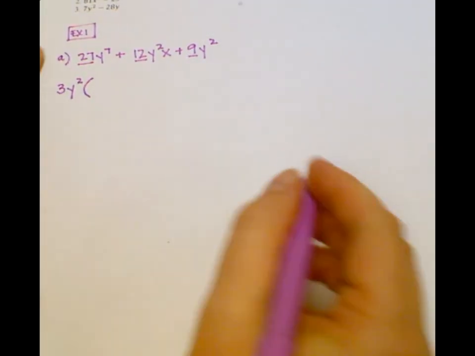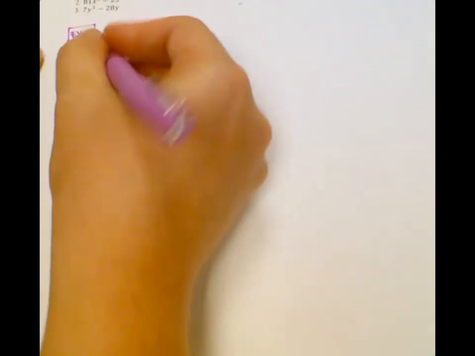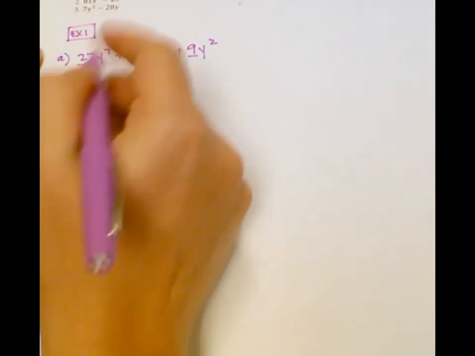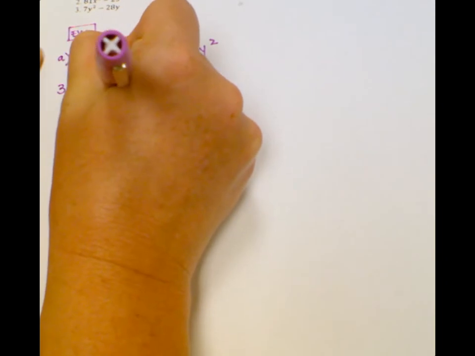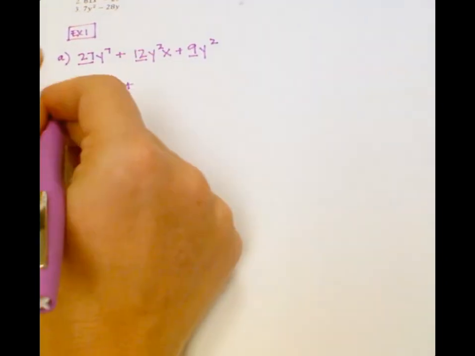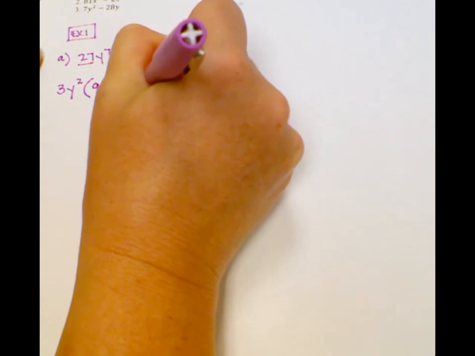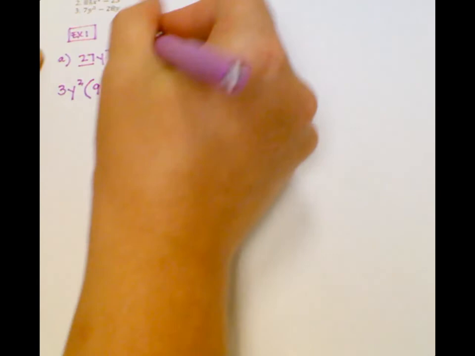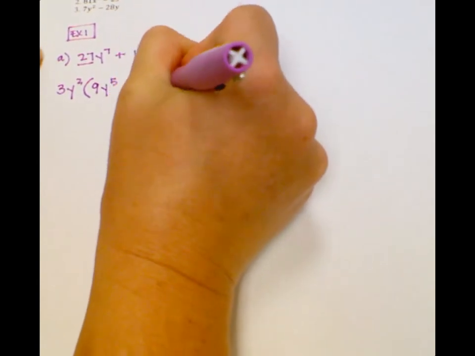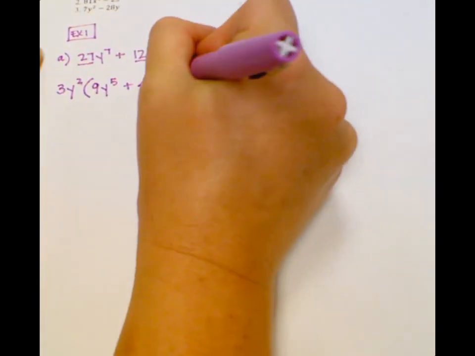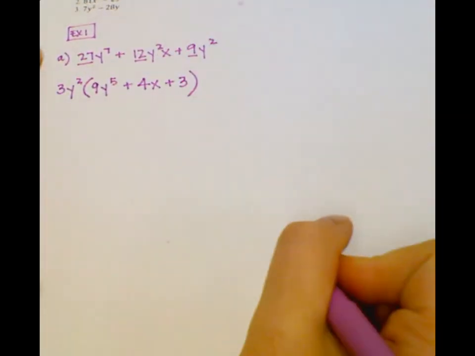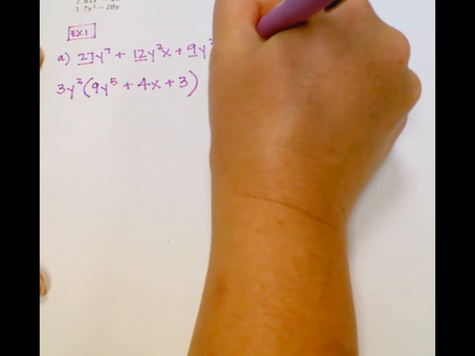Okay, so you do your little parentheses, and then you divide your numbers. 27 divided by 3 is 9. Subtract your exponents: 7 minus 2 is 5. Divide your numbers: 12 divided by 3 is 4. If I take 2 minus 2, that means I have 0 y's left, and I just have an x. 9 divided by 3 is 3. 2 minus 2 is 0. And that's it. Okay, so let's try another one.